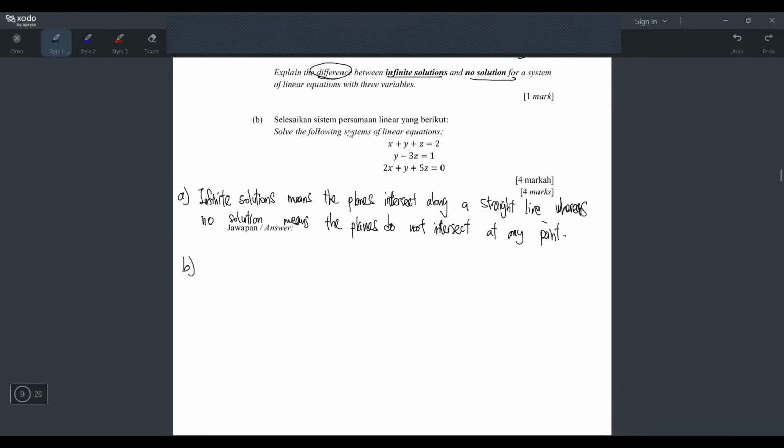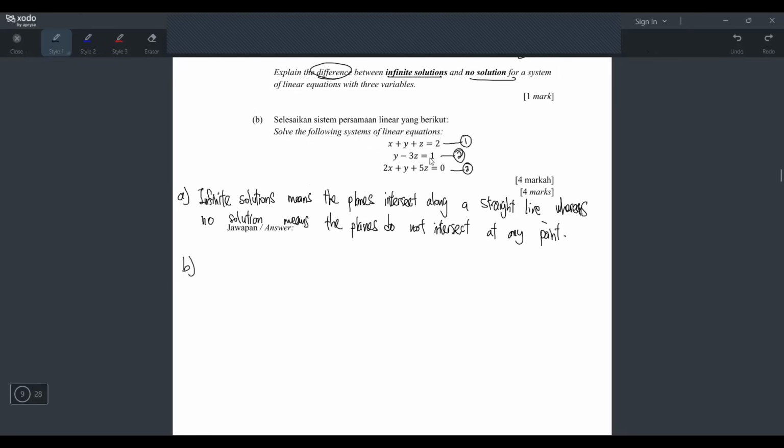B says: solve the following system of linear equations. There are three equations here: equation 1, equation 2, equation 3, and they all have three variables, X, Y, Z. But if I look at equation 2, it only has two variables. So I will not touch equation 2, because it is a special equation, it has only two variables.